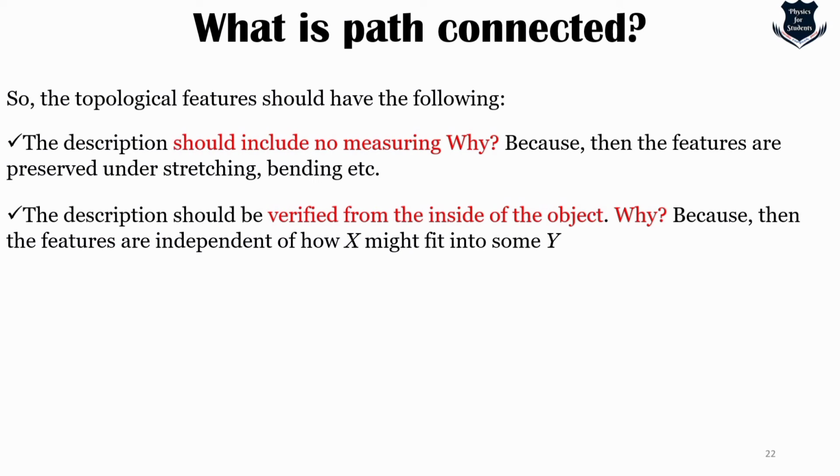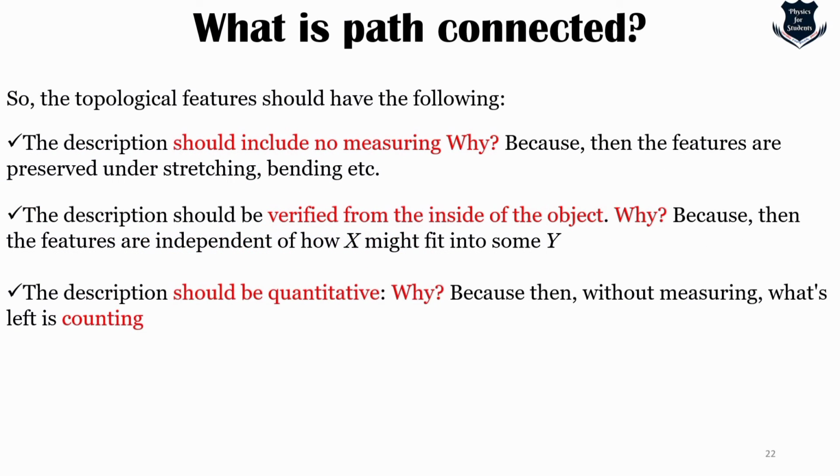Then the features are independent of how x might be into some y. Third is that the description should be quantitative. Why? Because without measuring, what is left is counting. Now, what do I mean by that is that the first 2 things can be done. It is quite easy, right? But how qualitative it is.